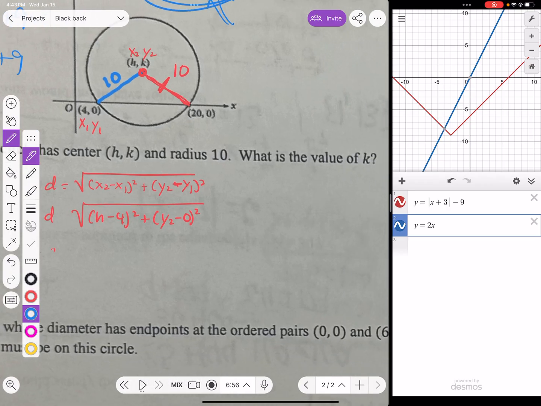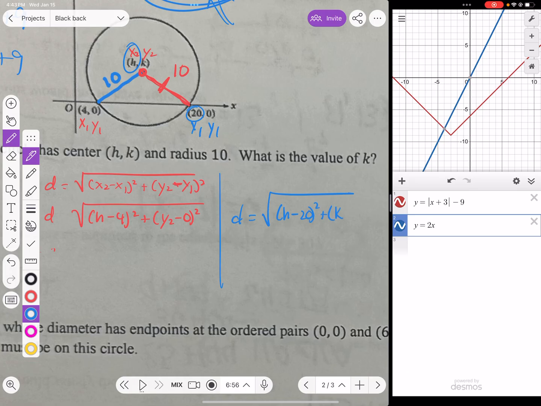And then if I did the other one, I'd call this one x1 and this one y1 this time. And I'd write the formula, d equals, and again, I'd go h minus the x value, 20, squared, plus y, or k, minus the y1, 0, squared. And those two equations have to both equal 10, so they have to equal each other.